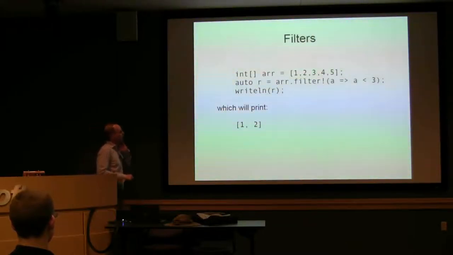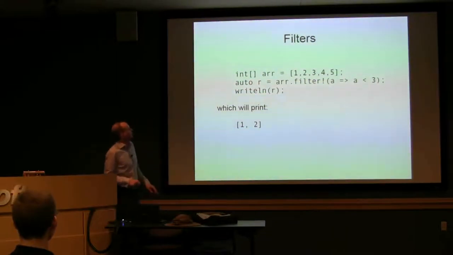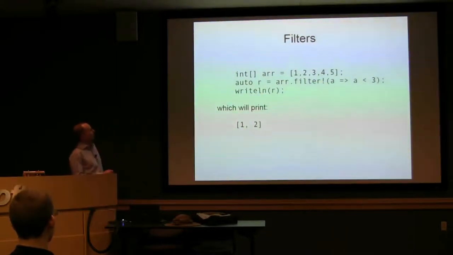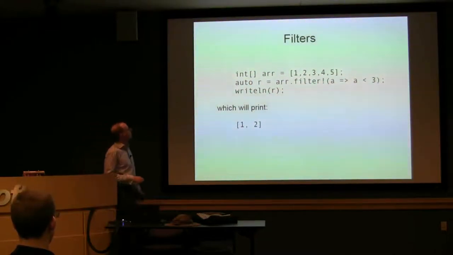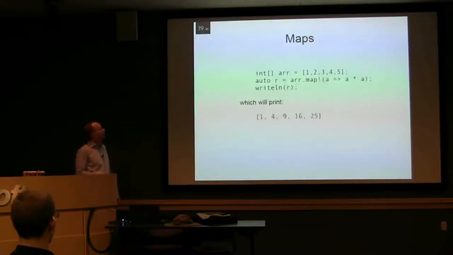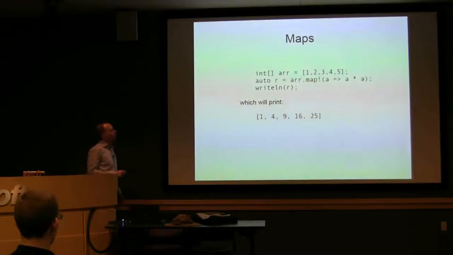So, what are some examples of algorithms other than copy? Filter. We have an array, 1, 2, 3, 4, 5, and we want to filter based on this lambda function, which is the values that are less than 3, and we want to write out our result, and it'll print 1, 2. Map does something similar. We take our lambda and we replace our parameter with the square of the parameter, and it takes our array in 1, 4, 9, 16, 25.